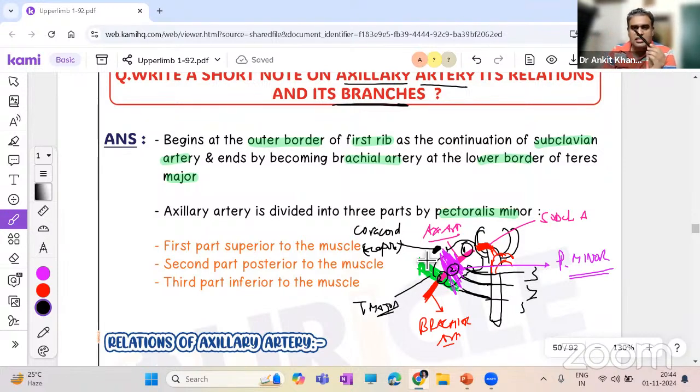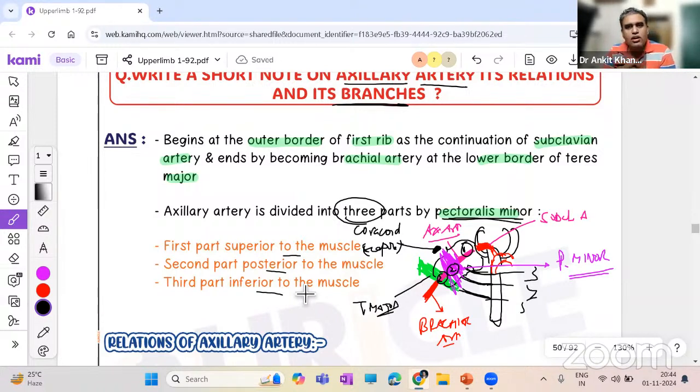Now, suppose this span over here is the axillary artery from your side, guys, and I place a muscle like this. Then this will become artery part number one. Part number two is behind my fingers. Part number three is over here. Simple as that. So the axillary artery is divided into three parts by the P minor muscle. Point clear? There will be more diagrams for you to understand. First part superior to the muscle, second part posterior, third part inferior to the muscle.